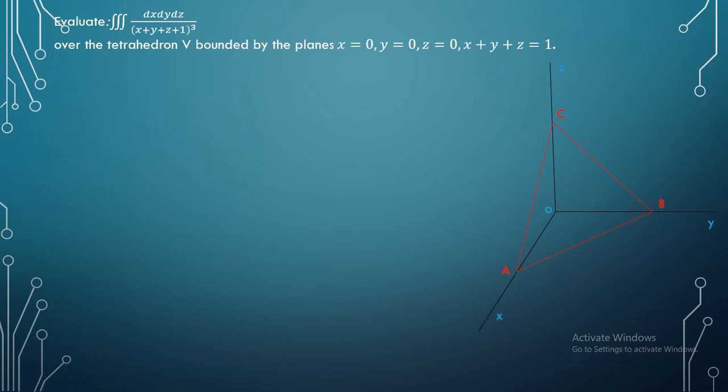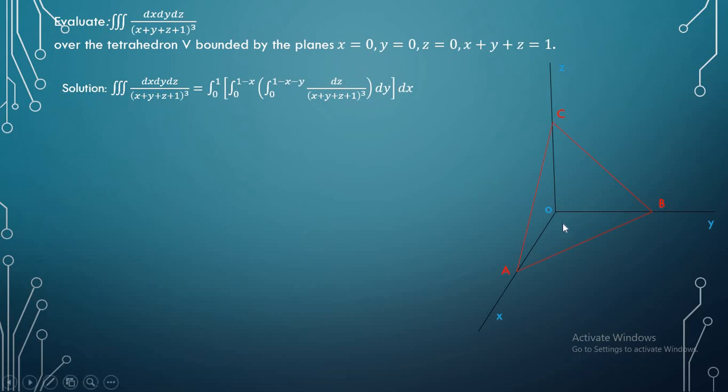This is our required tetrahedron. Now let us see how to solve them. Since the given function 1 by (x plus y plus z plus 1) whole cube is continuous in this given region, this can be converted to repeated integrals. Now how to convert this?